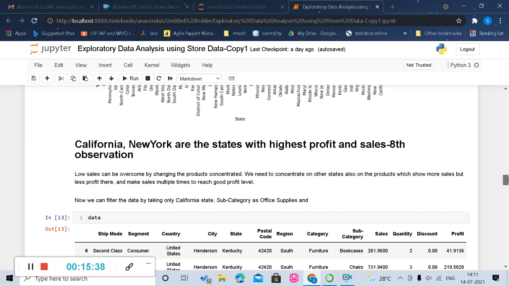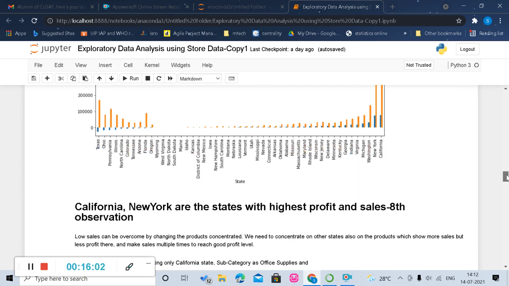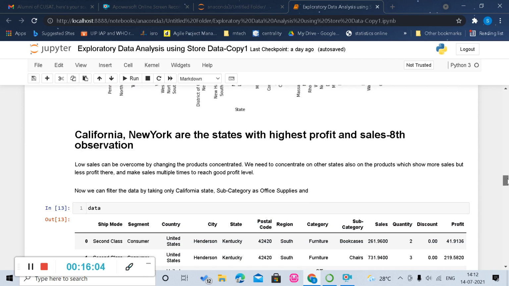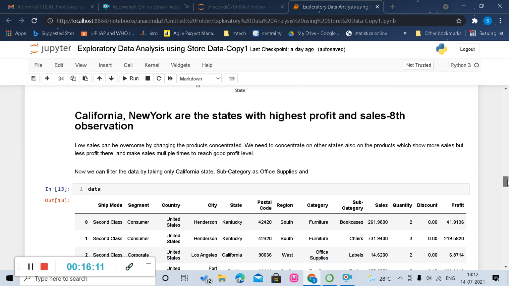So low sales can be overcome by changing the product. You can concentrate on these low-sales states and increase the sales by using some marketing techniques. Find out why, even though sales are happening, there is negative profit, that is loss, over there. You need to find that out. So more and more factors need to be considered if we need to take some measures to bring profit in those areas also.